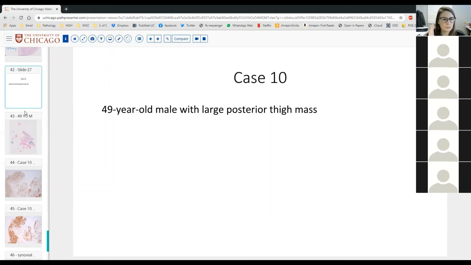Questions? Ooh, this looks like the frozen room. Hold on a second.